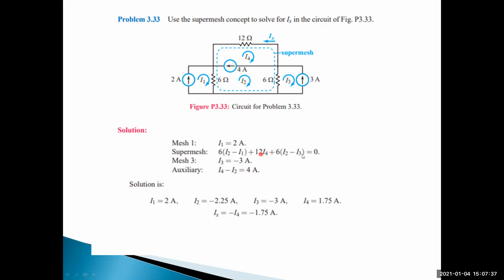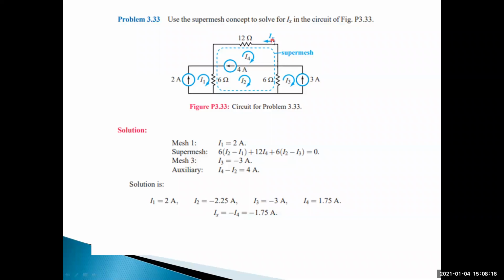And then finally the super mesh. How to get the super mesh equation? By removing this 4 amp source. Let us assume in this direction I2 is higher in magnitude, so across it you get positive, minus. That's why plus 6 into I2 minus I1. And then coming here, what is here? 12 into I4. And then coming here, 6 into, what is the current direction? It is the downward direction, I2 minus I3. 6 into I2 minus I3 is equal to 0.